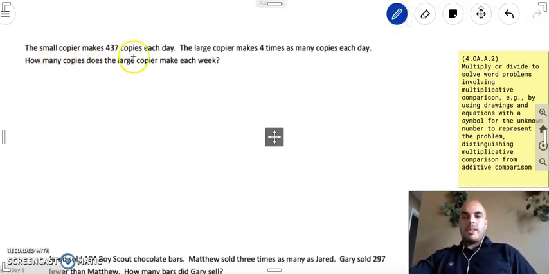The small copier makes 437 copies each day. The large copier makes 4 times as many copies each day. How many copies does the large copier make each week? Okay, this is a very simple multiplicative comparison one. So we know that the small copier makes 437 each day. The large copier makes 4 times as many.